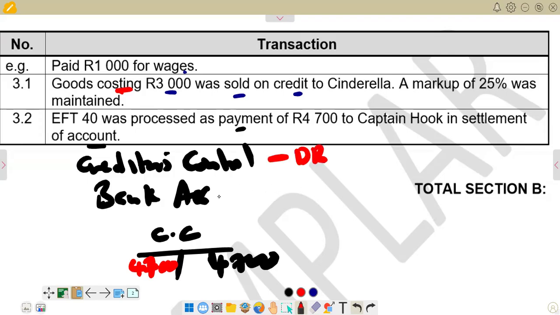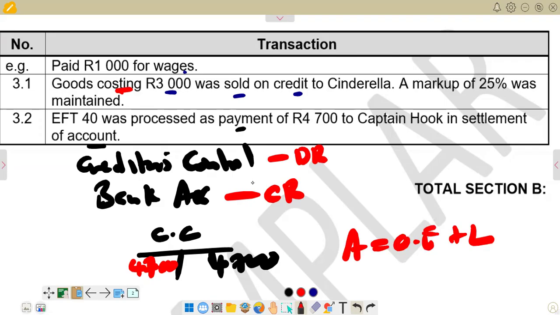And then obviously on our bank, we are paying, money is going out of the business, so we credit the bank account. Remember the concept that says we debit the receiver and credit the giver. So the bank account is the giver in this case, money is going out, so we are going to credit. Then we identify in terms of the accounting equation which one is being affected. We see that creditors control is a liability. On our accounting equation, which says assets equal owner's equity plus liabilities, we've got our liabilities being affected here.